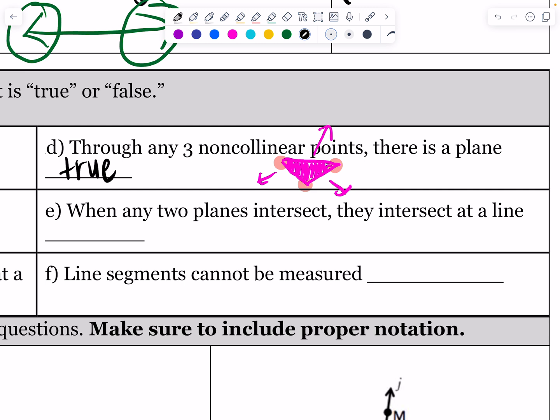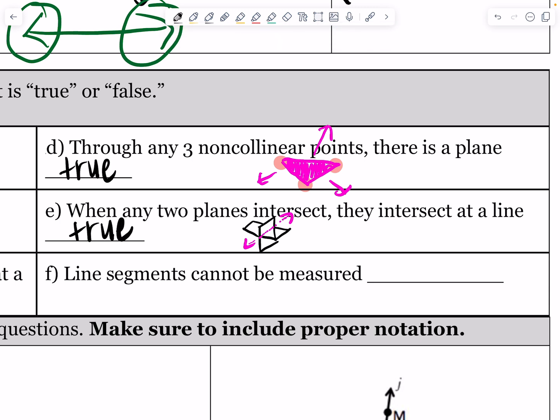When any 2 planes intersect, they intersect in a line. So in my class, we did this with our hands. I'm going to try to draw this. It's a little bit hard to draw, but we've got a sheet of paper that is crossing another sheet of paper. Let me do that at a little bit better angle. When those 2 planes intersect, they're going to intersect not just at one point, but at multiple points, and those are going to intersect in a straight path. So those are going to intersect in a line. This one is going to be true. 2 planes intersect, they intersect in a line.